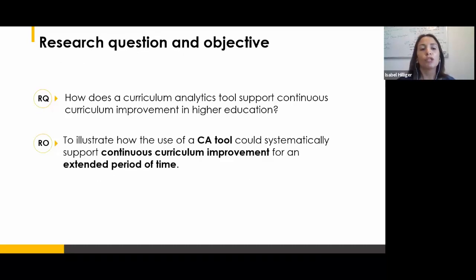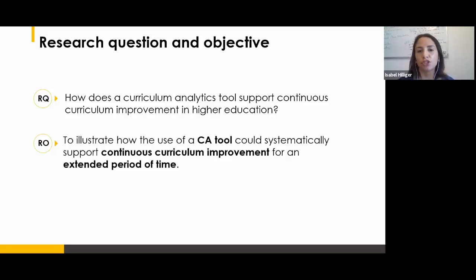So we wanted to understand how a curriculum analytics tool supports continuous curriculum improvement in higher education settings. And what we did was analyze the use of a tool for an extended period of time in order to see how a tool could systematically support continuous curriculum improvement.